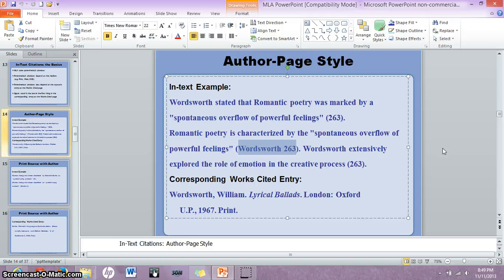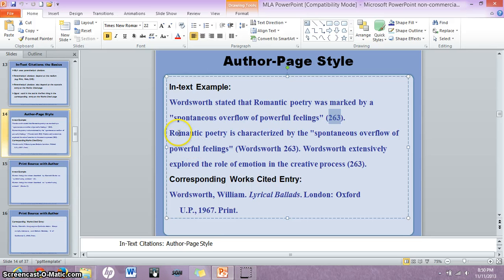So your in-text citation depends on what your source is. What this is showing you right here is that because Wordsworth, who is a poet, has his last name stated in the sentence, it's not needed in the citation. So Wordsworth stated that romantic poetry was marked by a spontaneous overflow of powerful feelings. Here's the direct quote that's being cited. Because his last name's here, it's not needed here.